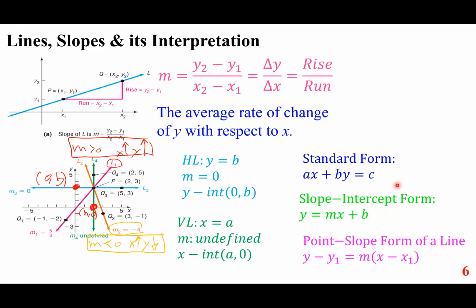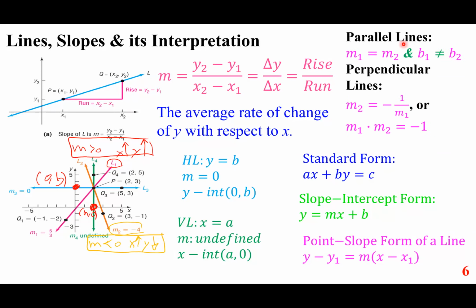Two lines are parallel if they have equal slopes, different y-intercepts. Two lines are considered parallel if they have equal slopes, but their y-intercepts must be different, otherwise it's the same line. Two lines are considered to be perpendicular, meaning they make a 90-degree angle at the point of intersection, if their slopes are negative reciprocals of each other. Either you can write m sub 2 is minus 1 over m sub 1, or you can say their product is negative 1.